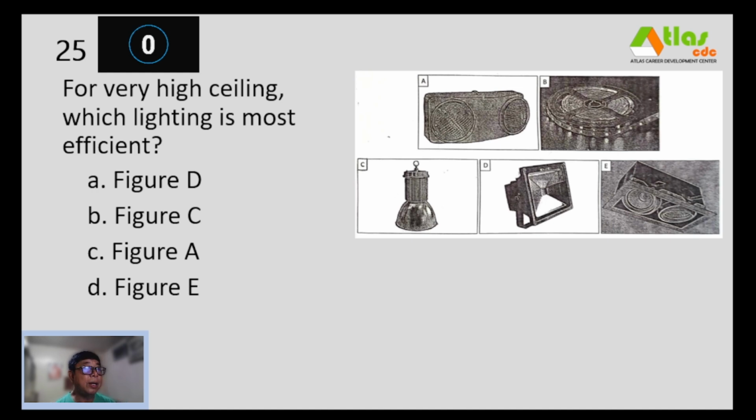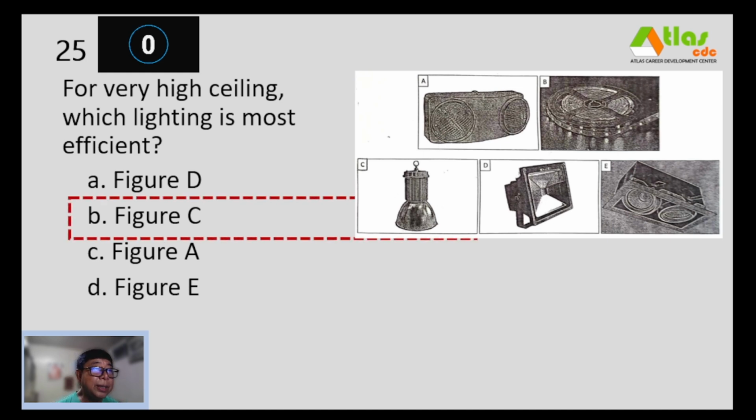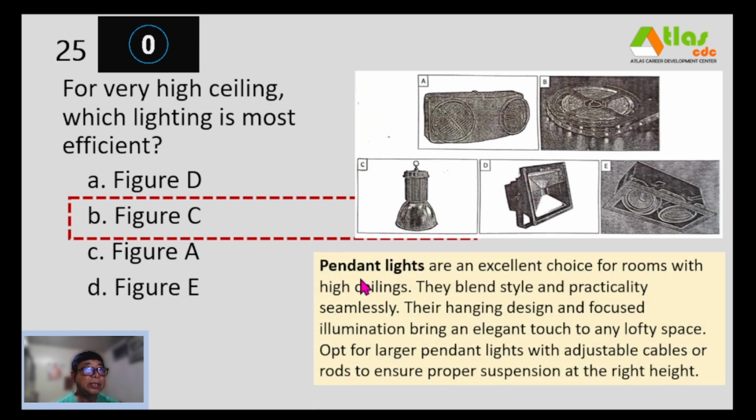And our correct answer is figure C. So this one are industrial pendant lights. They are an excellent choice for rooms with high ceilings. They blend style and practicality seamlessly. Their hanging design and focused illumination bring an elegant touch to any lofty space. Opt for larger pendant lights with adjustable cables or rods to ensure proper suspension at the right height.